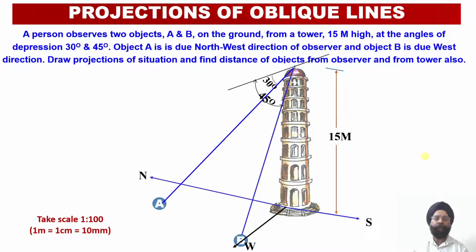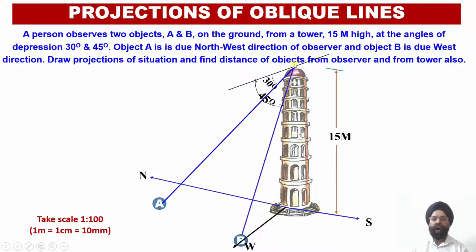Now here we have been provided with a real life situation in which we have a tower with a height equal to 15 meters. We have an observer sitting at the top of the tower, and this observer is viewing two objects, object A and object B, from the tower.